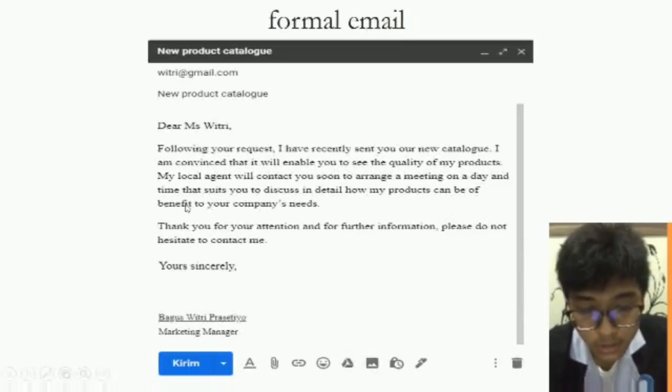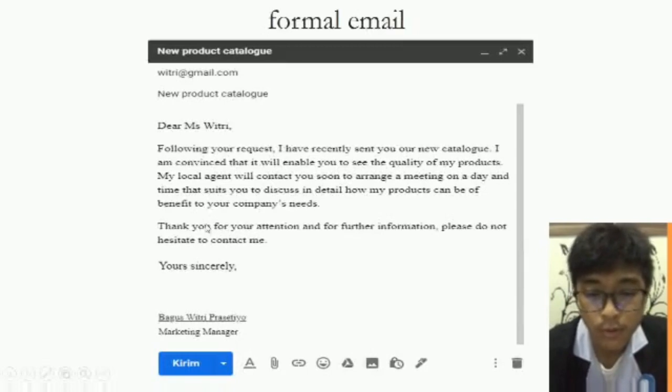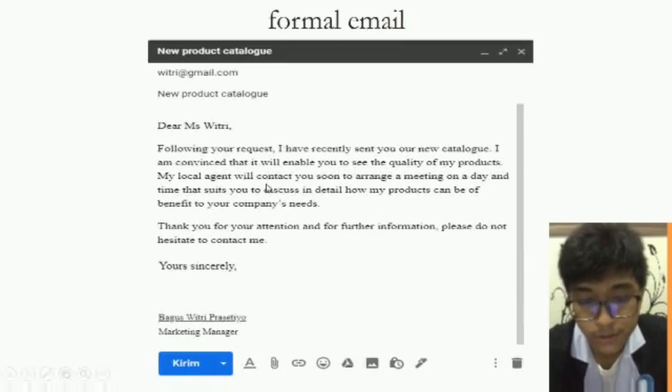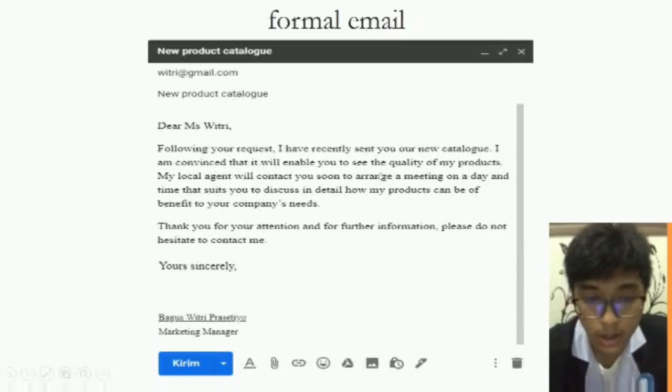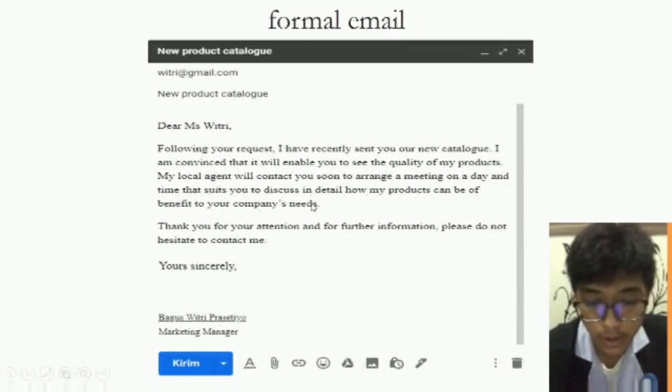For the body of the text, there are no conventional formulas for writing it, because this varies according to the function of what you need to communicate. Based on the type of message you are sending, there are various ways to write, such as: I have recently sent you our catalog. Thank you for your attention, and please do not hesitate to contact me. Many variations. And finally is closing.